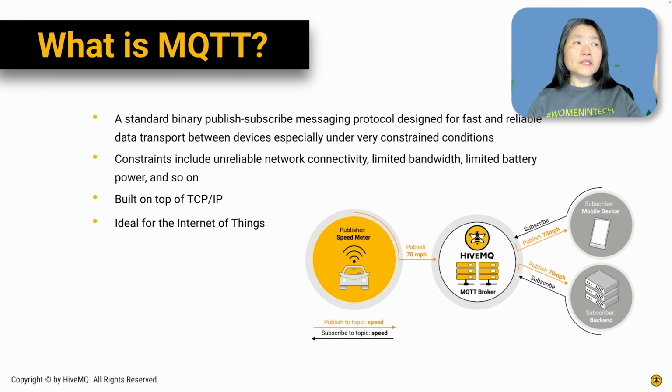In this particular case, I have a speedometer that's publishing all of this speed data to the broker and labels it accordingly. Let's call it speed in this example. Then it will be up to the broker to distribute the messages, when available, to those who have subscribed to the topic speed. In this example, a mobile device is subscribed to it, so when speed gets published, that mobile device will receive it. So is the other subscriber, a backend server, for example.